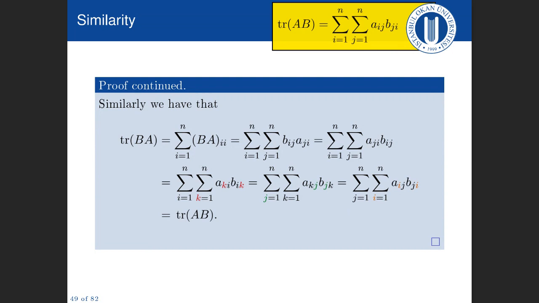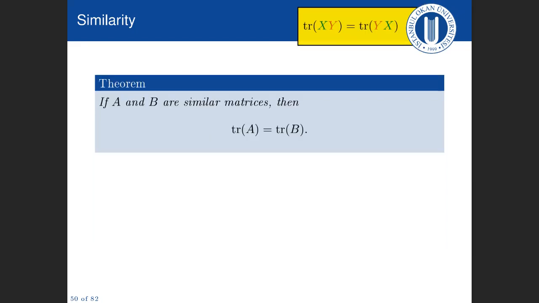I've done this because I can use this to prove the next theorem. If A and B are similar matrices, then they have the same trace. Now remember, we've just proved that the trace of XY is the same as the trace of YX. We're going to use that to prove that if A and B are similar matrices, then the trace of A is the same as the trace of B.